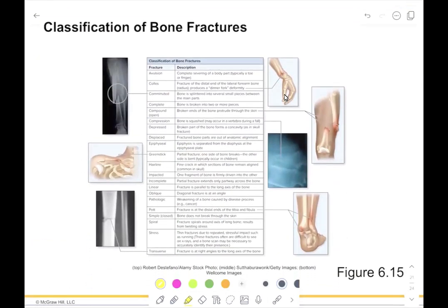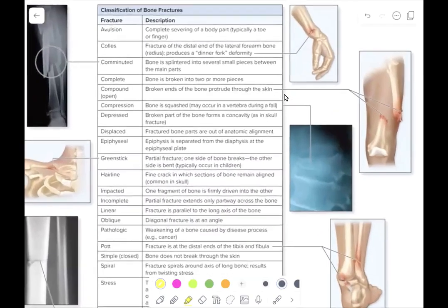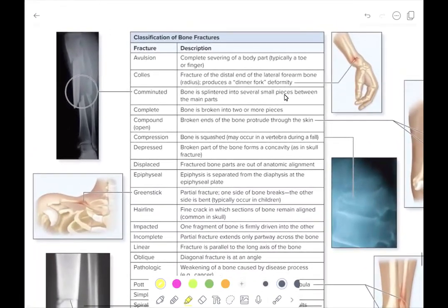Now, when we think of different types of bone fractures, there are a lot of them, and this gives you a list of several different types. Some of the more common ones are the comminuted fractures, where it looks like the bone has actually been splintered into several small pieces between the main parts.